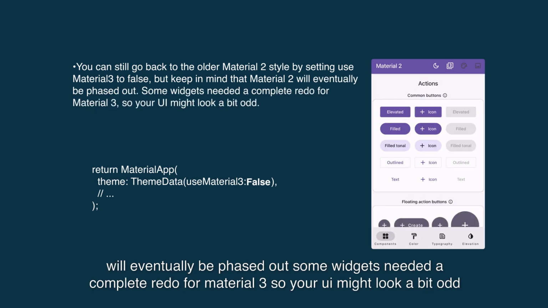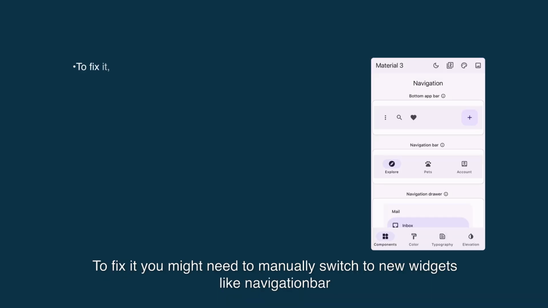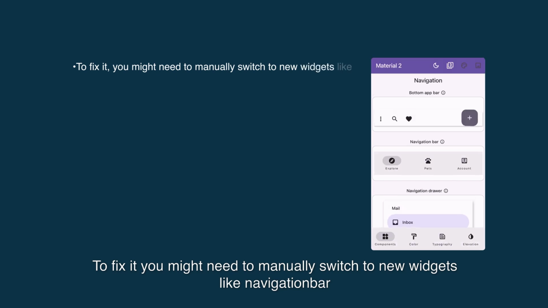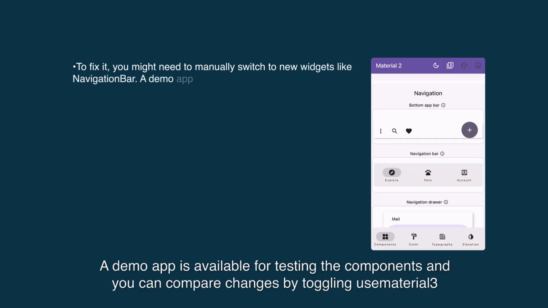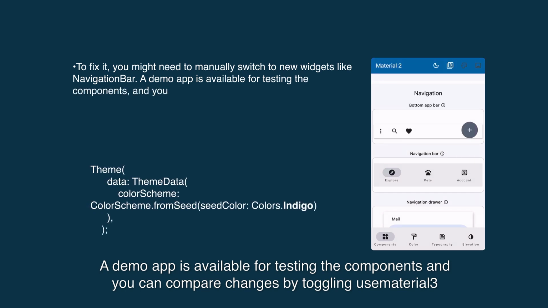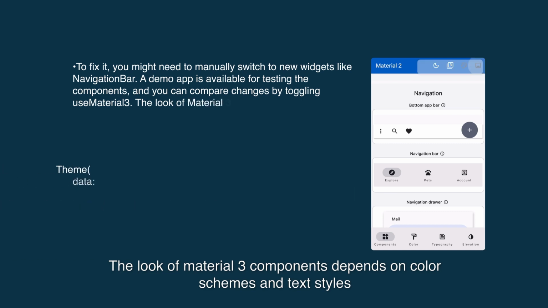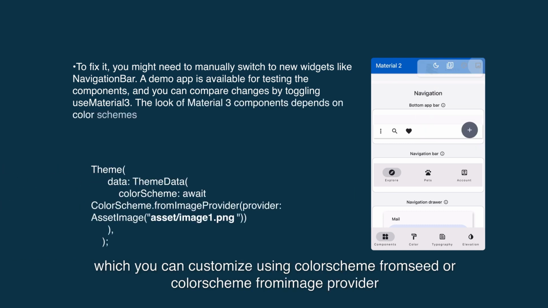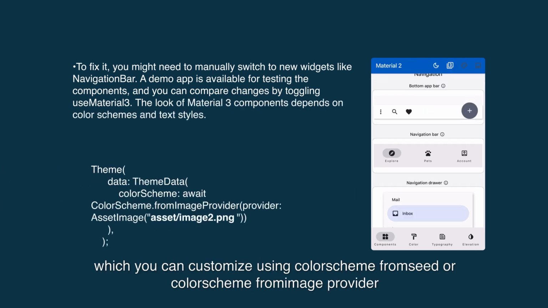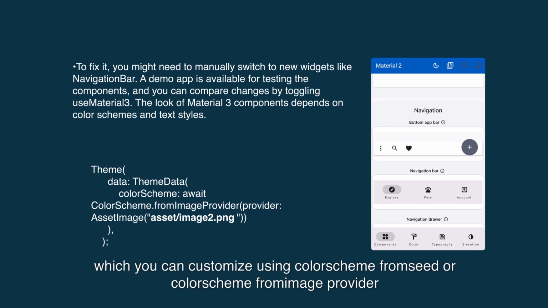Some widgets needed a complete redo for Material 3, so your UI might look a bit odd. To fix it, you might need to manually switch to new widgets like NavigationBar. A demo app is available for testing the components, and you can compare changes by toggling useMaterial3. The look of Material 3 components depends on color schemes and text styles, which you can customize using ColorScheme.fromSeed or ColorScheme.fromImageProvider.